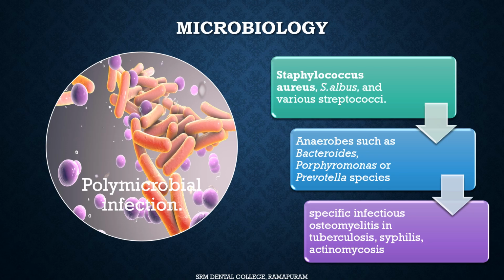In some instances, certain specific microorganisms can cause osteomyelitis. When osteomyelitis is caused by tuberculous species, we call it tuberculous osteomyelitis. Similarly, when osteomyelitis is caused by actinomyces species, we call it actinomycotic osteomyelitis. In these types of infection, this particular organism predominates.